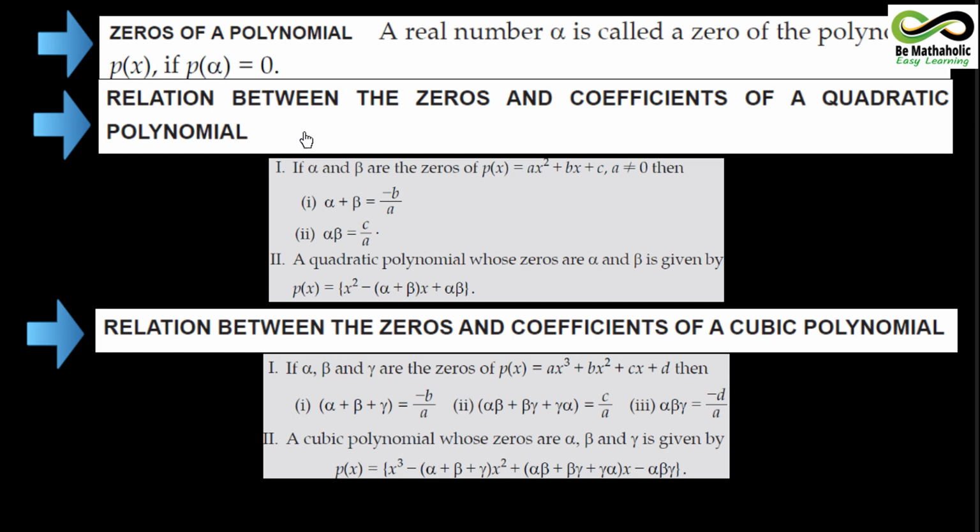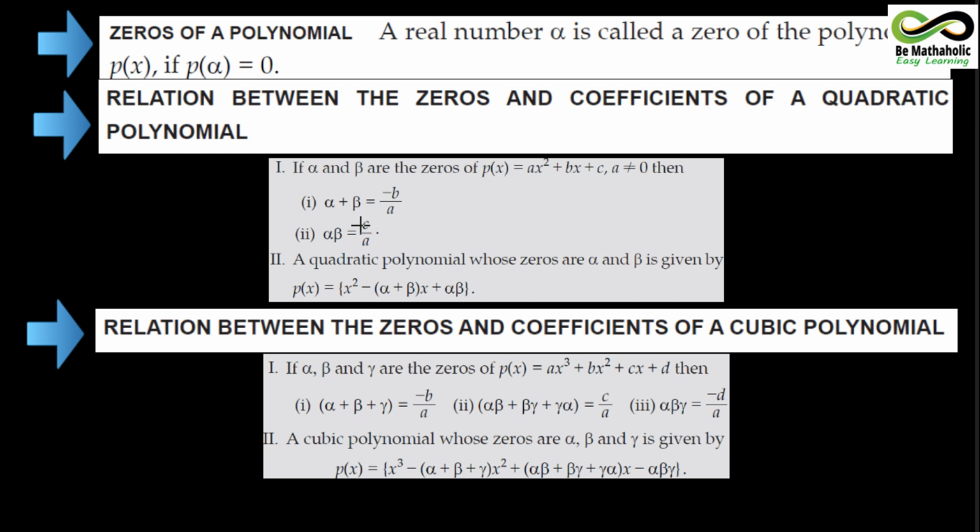Then we will also be studying the relationship between the zeros and coefficients of quadratic as well as cubic polynomials. When we talk about a quadratic polynomial, children, a polynomial expression contains as many zeros as its degree. So if it is a quadratic polynomial, the degree is 2, therefore at most the number of zeros will be 2. Similarly, if the polynomial is of degree 3, then we will have 3 zeros.